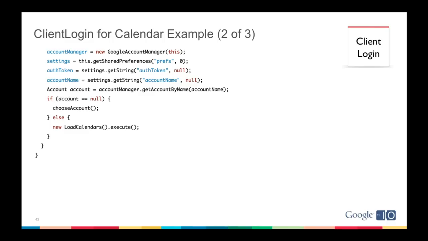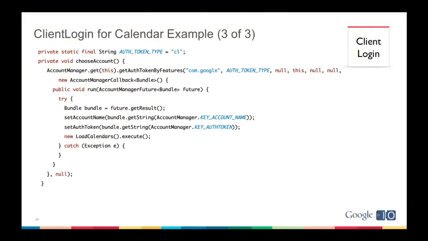I'm using Google Account Manager class. I am preserving the auth token and the account name in the shared preferences. That's for convenience. You don't have to do that. But it tends to make for a more friendly user interface flow. I figure out if I have the account by that name. If there is one, I can just go ahead and load the calendars. And that's going to use an async task, like I've shown you before. But if there isn't one, you call the choose account method. So let's see that one.